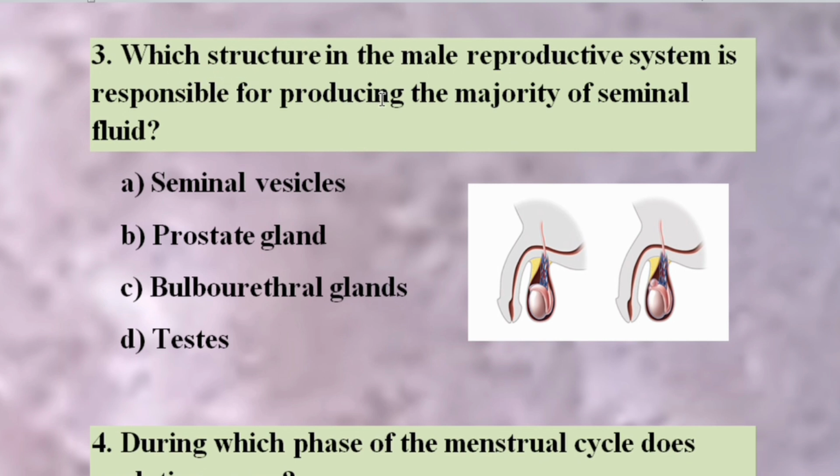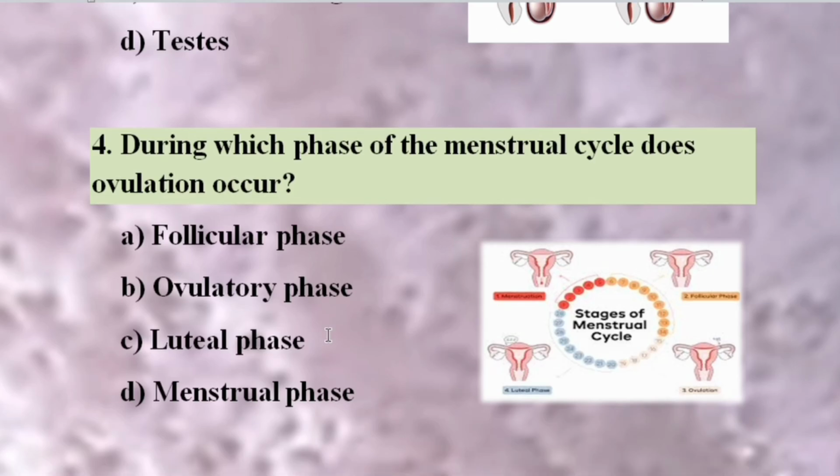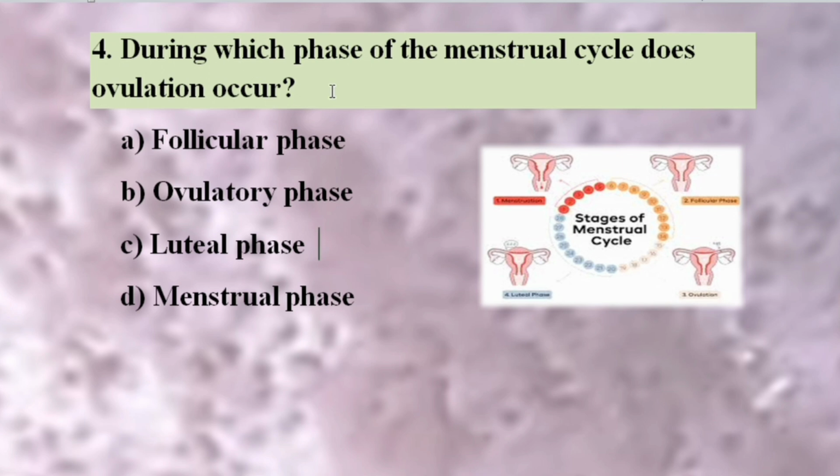Which structure in the male reproductive system is responsible for producing the majority of seminal fluid? Alpha, seminal vesicles; beta, prostate gland; Charlie, bulbourethral gland; delta, testes. Here the right option is alpha, seminal vesicles. During which phase of menstrual cycle does ovulation occur? Alpha, follicular phase; beta, ovulatory phase; Charlie, luteal phase; delta, menstrual phase. Here the right option is beta, ovulatory phase.